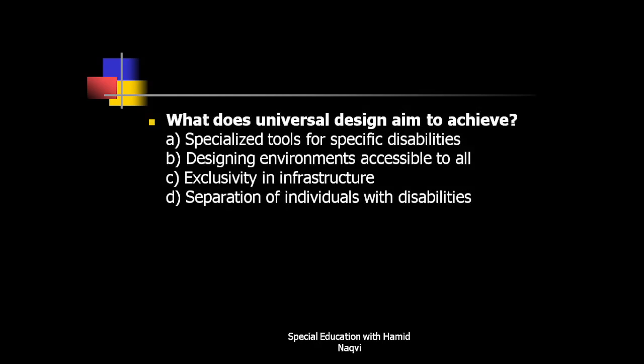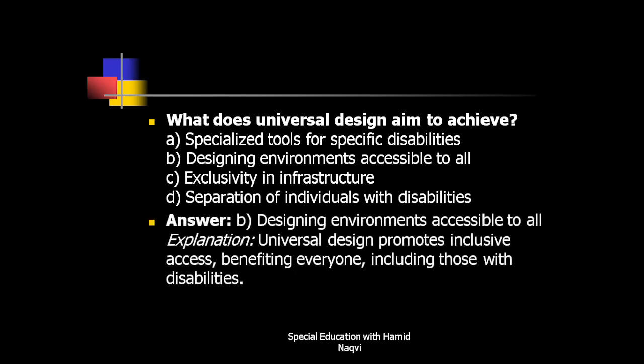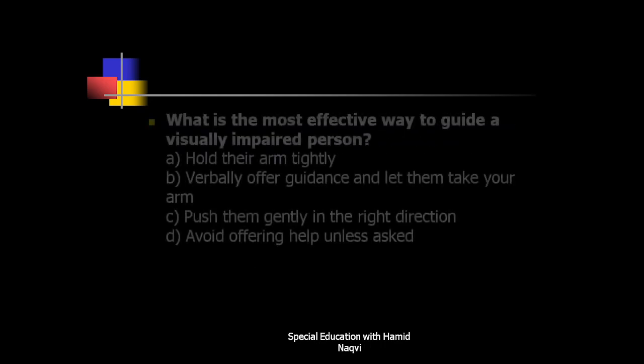Next is what does universal design aims to achieve? Specialized tools for specific disabilities, designing environment accessible to all, exclusivity in infrastructure, separation of individuals with disabilities. The answer is designing environment accessible to all, because universal design promotes inclusive access, benefiting everyone, including those with disabilities.